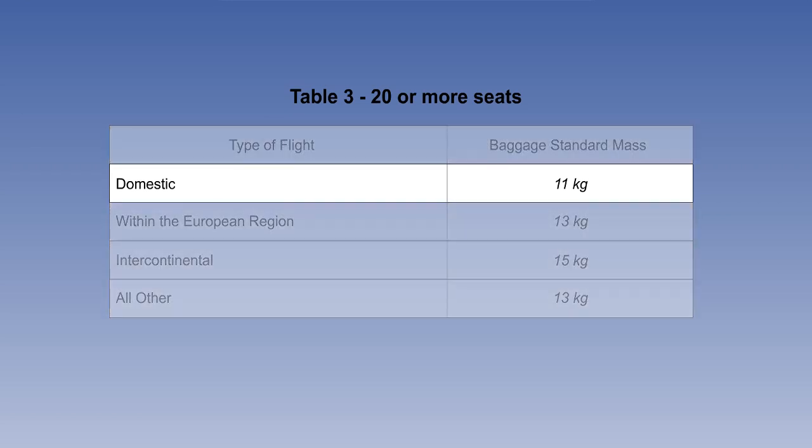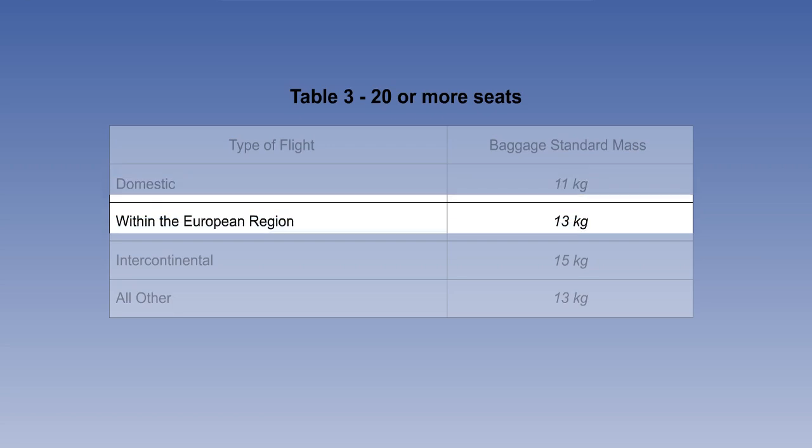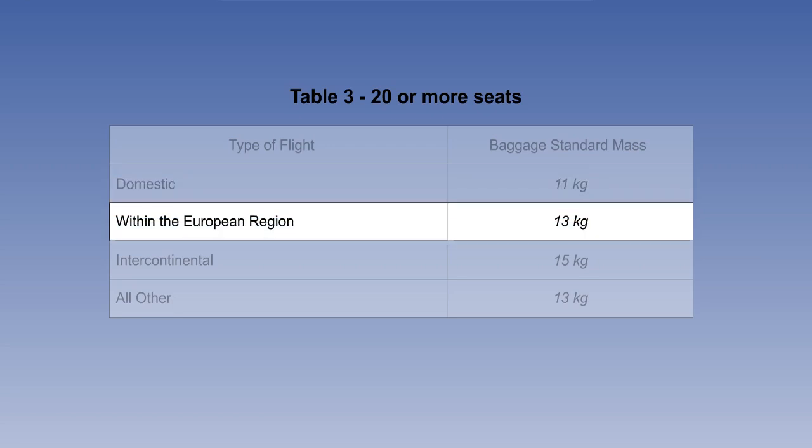For the purpose of Table 3, a domestic flight means a flight with origin and destination within the border of one state, and the baggage standard mass is 11 kilograms. The second type of flight is titled within the European region, which means flights other than domestic whose origin and destination are within a specified area of Europe detailed in EU Ops 1. The baggage standard mass used for this flight is 13 kilograms.